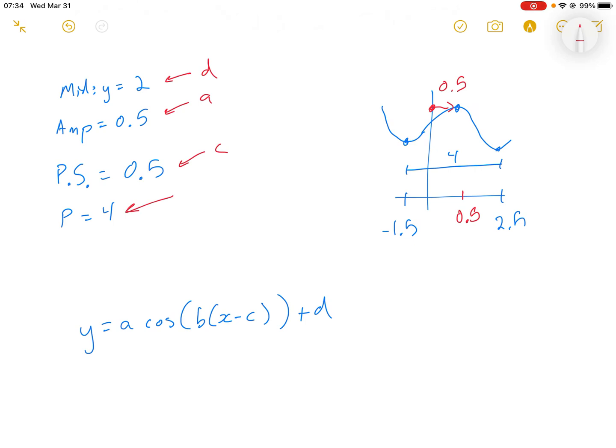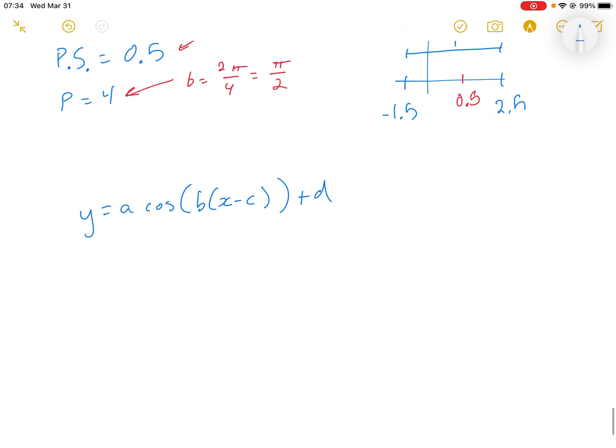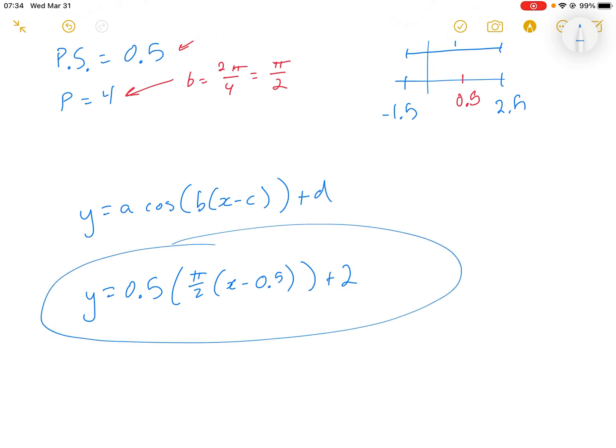But remember, the period is not actually b. I have to solve for b using this formula. And so if I reduce that fraction, I end up with pi over 2. So now I can put everything together and I get y equals 0.5 cosine of pi over 2 times x minus 0.5, and then plus 2. And so this would be my final equation for that graph.